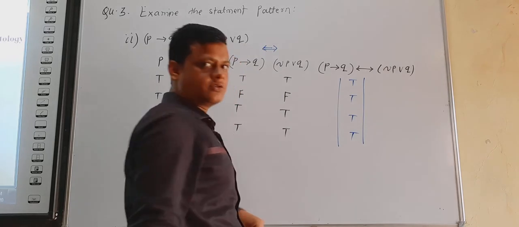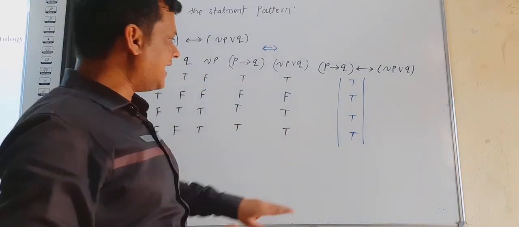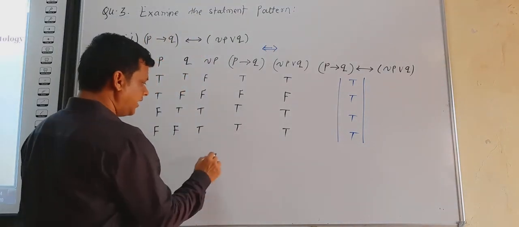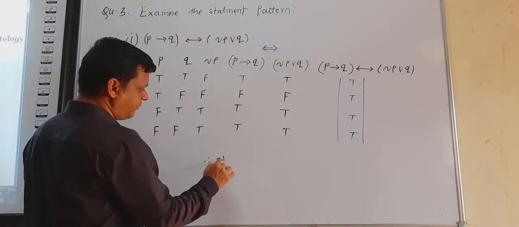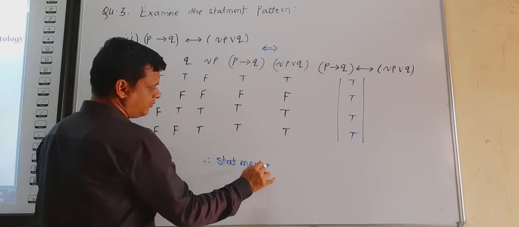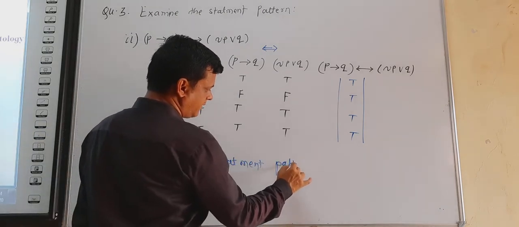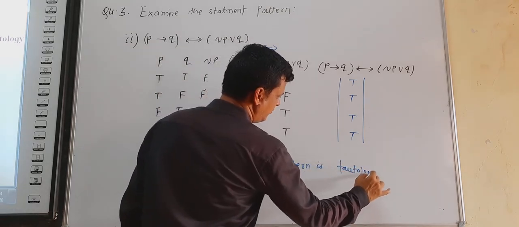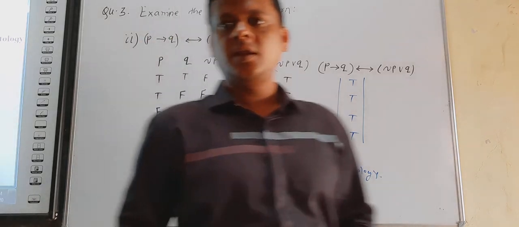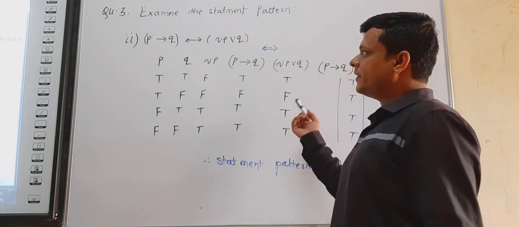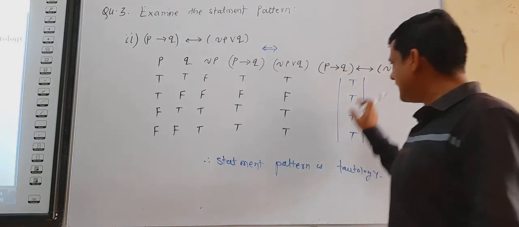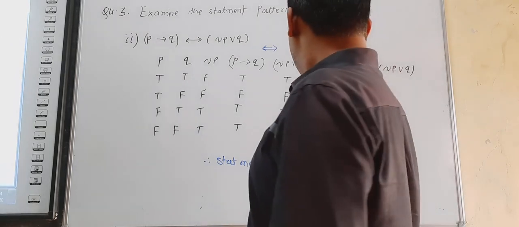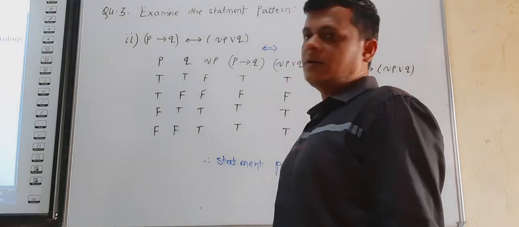In this example also, last column entries are true, therefore it is again a tautology. Therefore, statement pattern is tautology. In this way, we have to prepare the truth table first. Then from the last column entries, we decide the statement pattern. Now the remaining questions we take in the next part.